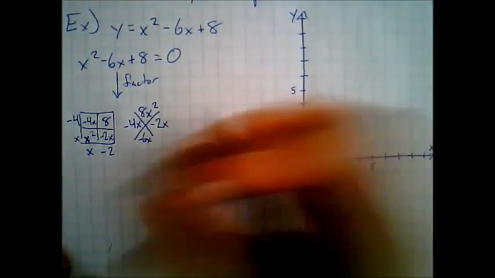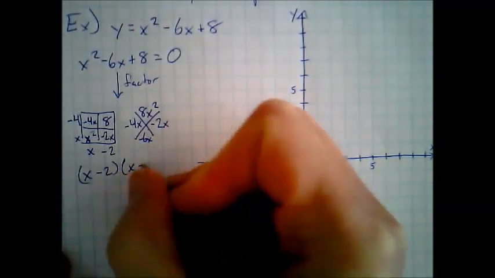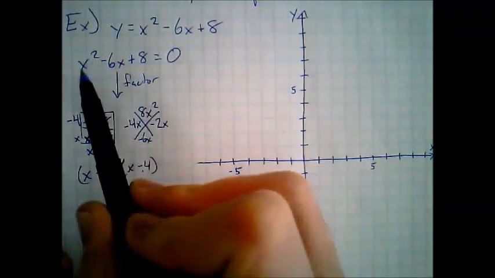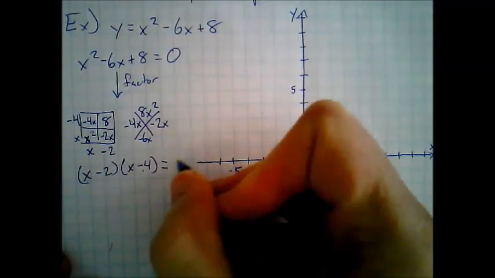Again, this is something we're good at doing, which is why I'm going through it quickly. We have x minus 2 times x minus 4. So x minus 2 times x minus 4 equals our expression x squared minus 6x plus 8, and this still equals 0.